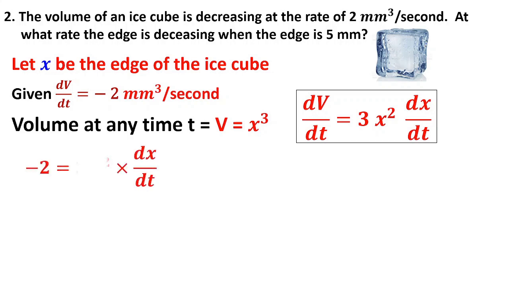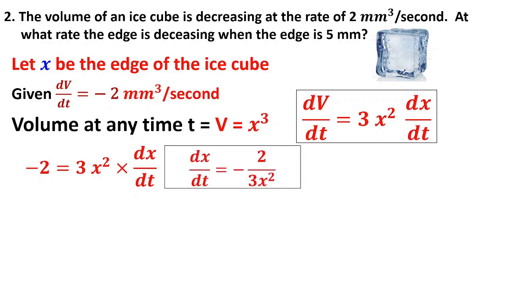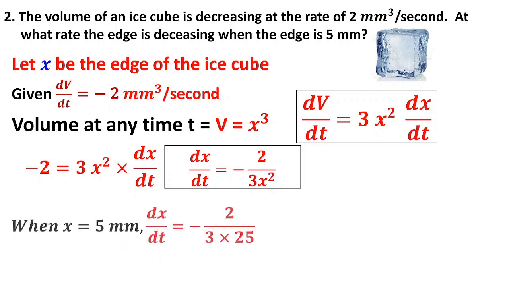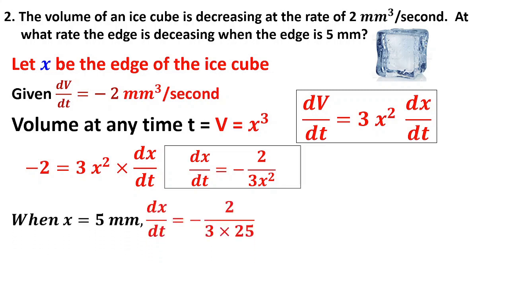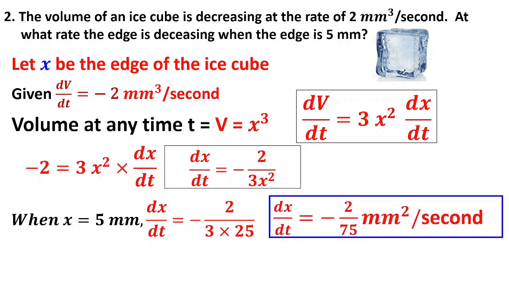What is given in the question? dV by dt is given, I am substituting, it is minus 2 is equal to 3x square dx by dt. Now dx by dt is obtained as minus 2 by 3x square. This is a common formula to get the rate of change of h. But what they want? They want at 5. Therefore put 5. Therefore when x is equal to 5, dx by dt is minus 2 upon 3 into 25. Therefore the answer is minus 2 upon 75 millimeter per second.